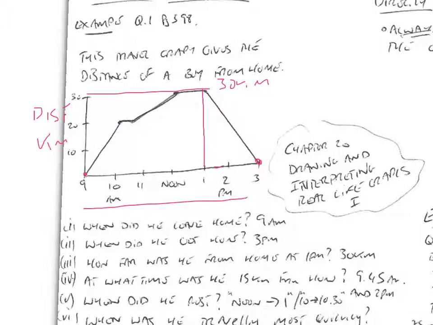At what time was he 15 kilometers from home? So we have to go up halfway here and bring it down, and the time, sorry, I've done that a bit askew, it's about 9:45. Okay, and also actually there's another time if I go across to here at 2 p.m. as well. So it's 15 kilometers at about 9:45, and at 2 p.m. he was 15 kilometers from home.